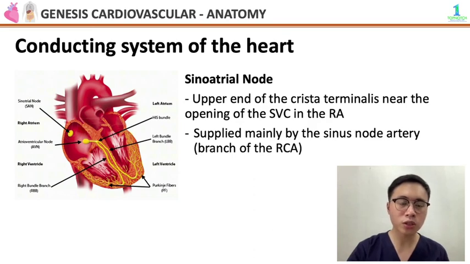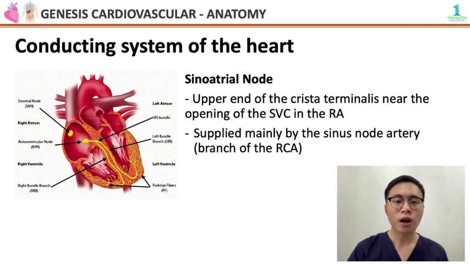So you look at this picture so you don't forget. Ito siya, no? Sinoatrial node. You see how it's closely associated with the superior vena cava found in the right atrium. So the SA node is supplied mainly by the sinus node artery, which is actually a branch of the right coronary artery. And you can see the significance of this later on.